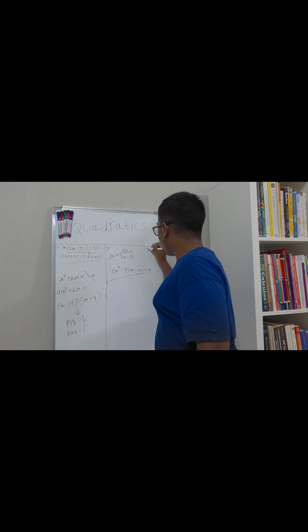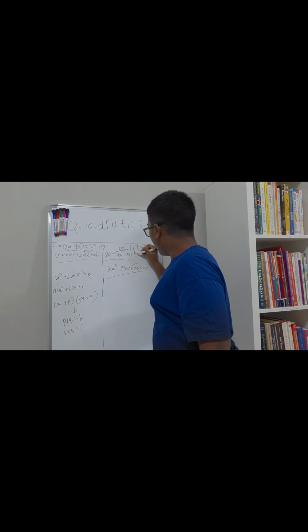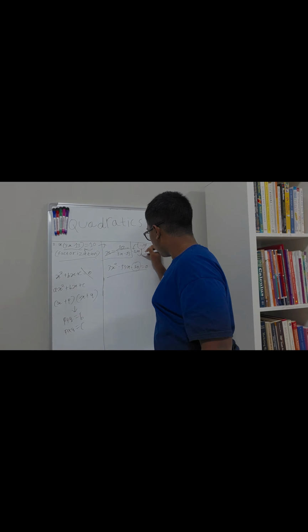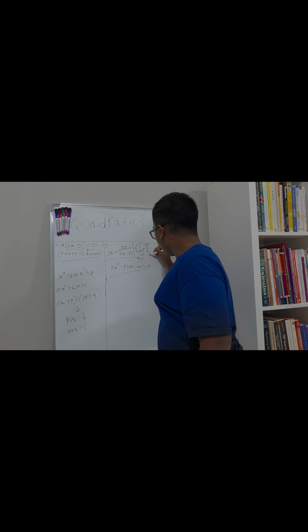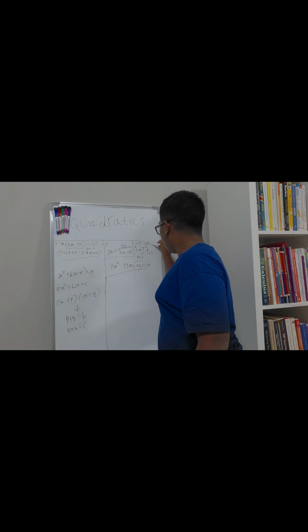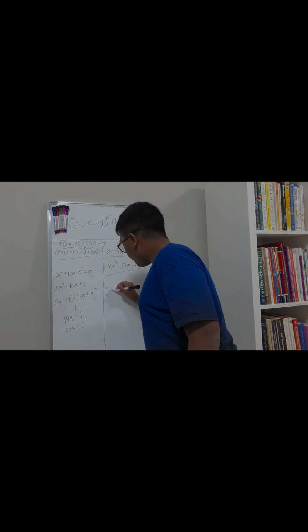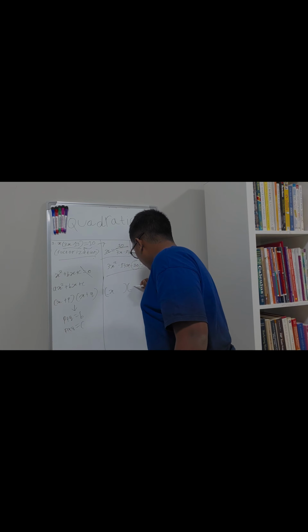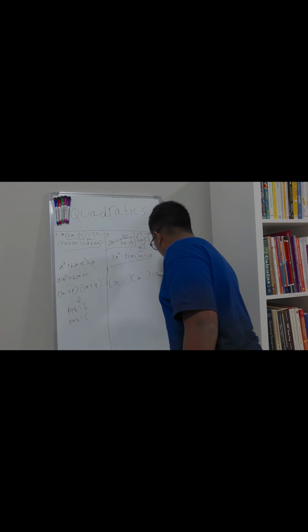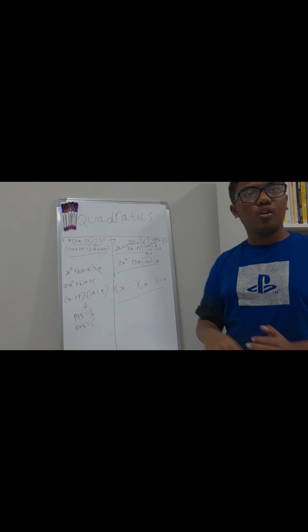So let's draw the factor pairs for minus 10. Minus 10's factor pairs are minus 1 and 10, minus 10 and 1, minus 2 and 5, and minus 5 and 2. Now we are going to draw some factors here. Okay, so we have this setup. This entire setup is your baseline.